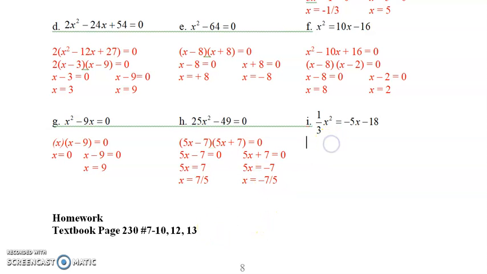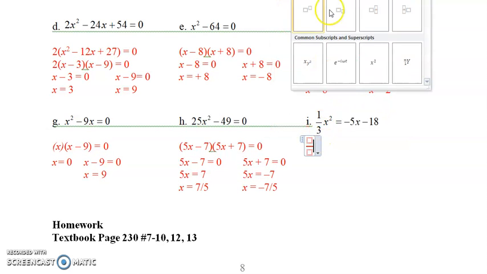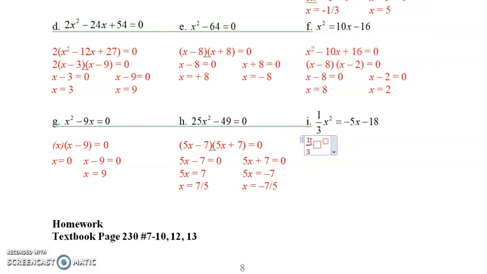The next one's a neat one. People see the a value of 1/3 and get all out of gear. So here's how I approach this question. Again, you may see different approaches or different strategies, but I do the exact same thing I did in F. First thing is to set it equal to 0. So we have 1/3 x squared plus 5x, because it's negative on the right hand side, plus 18 equal to 0. That would be your first step here.